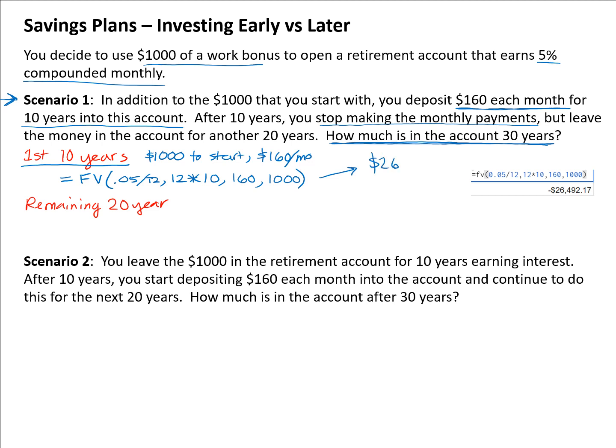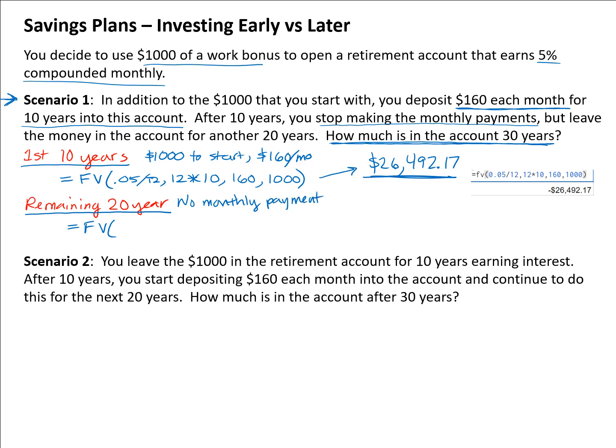So $26,492.17. That's what we have after 10 years. But remember, we want to go out all 30 years. So we need to include the next 20. We're still looking out into the future, so we're still going to use the future value formula. But in those next 20 years, we're going to stop the monthly payments, no monthly payment, but we're going to keep the money there.